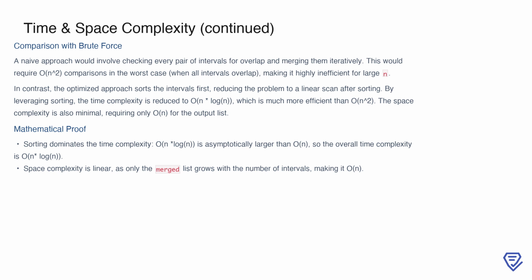By reducing the problem to sorting, we achieve a much more efficient time complexity of O(n log n). The space complexity is also minimal, as the only additional structure used is the merged list, which grows linearly with the number of intervals, making the space complexity O(n). This demonstrates the clear advantage of using the optimized approach over the brute force method, particularly for larger datasets.